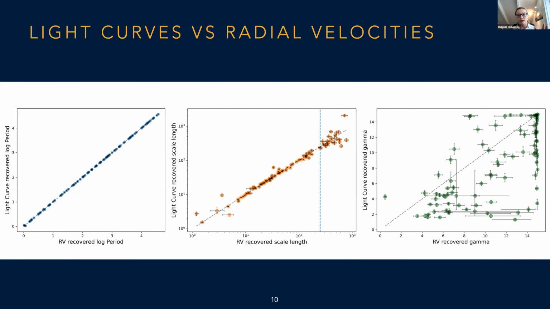But this goes to show that if you're using your beautifully sampled light curves to define your GP, to help with activity in your radial velocities, you need to be careful that the harmonic complexity, that gamma value, is going to be different.